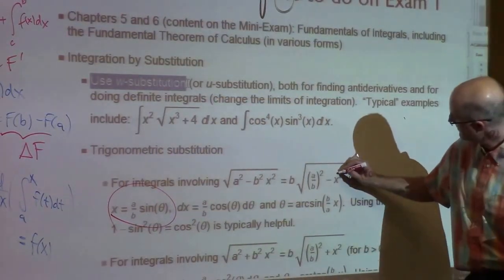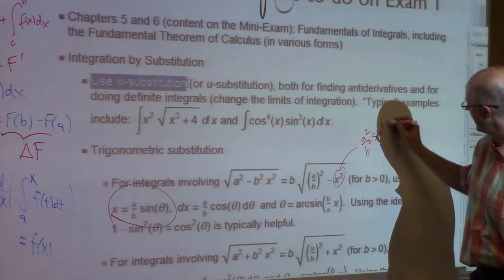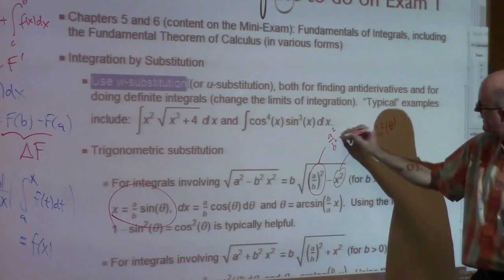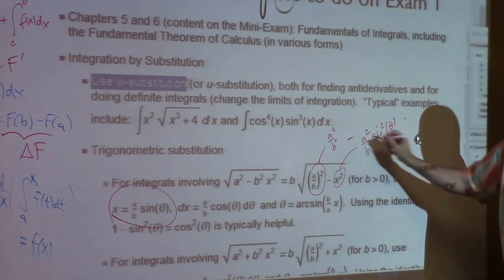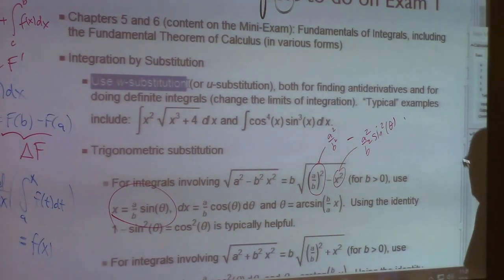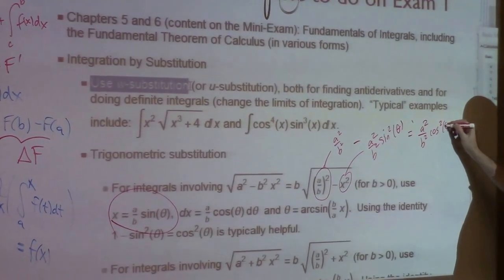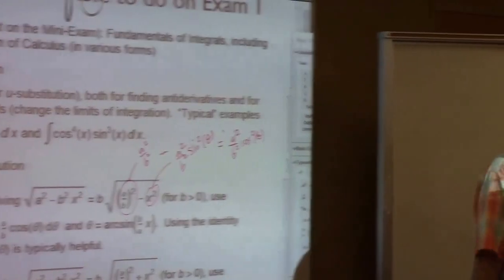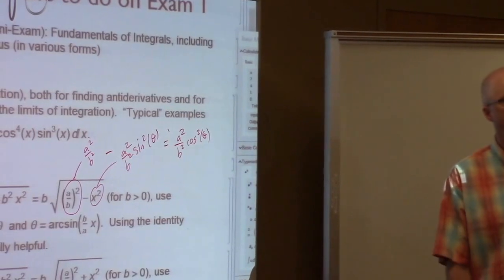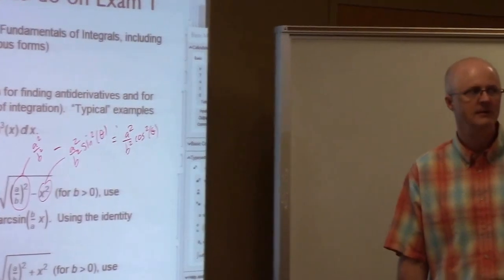If you actually put it in there and square it, you're going to get a squared over b squared sine squared theta. And here you have an a squared over b squared. This minus that, because of the identity that 1 minus sine squared theta is cos squared theta, will equal a squared over b squared cos squared theta. And then you take the square root and assume, for the sake of doing the integral, that you're in a range where values of theta are such that cosine theta is going to be positive, so you don't have to worry about absolute values when you take the square root.